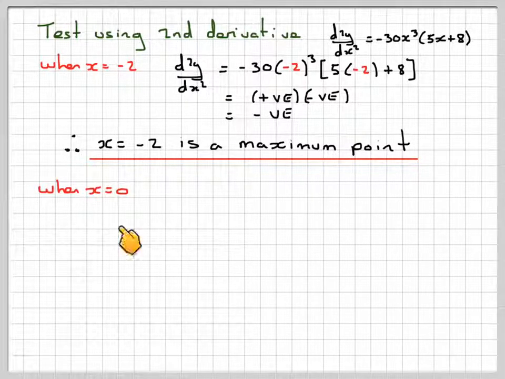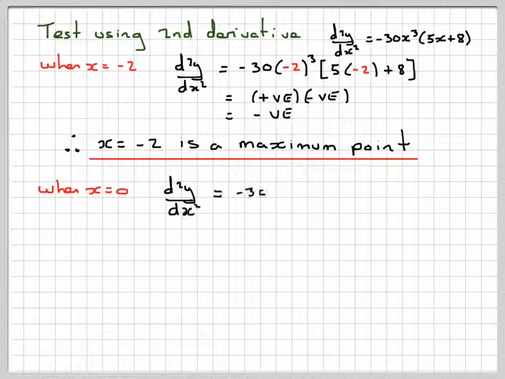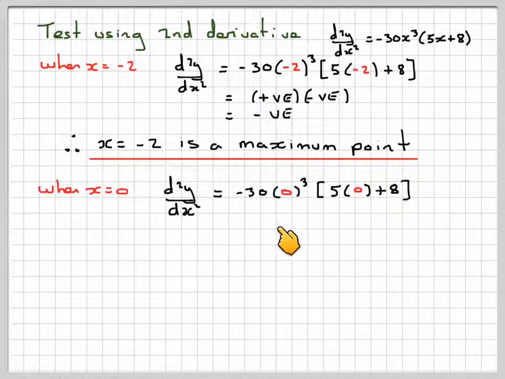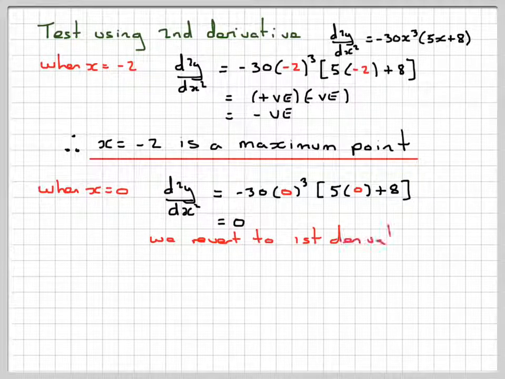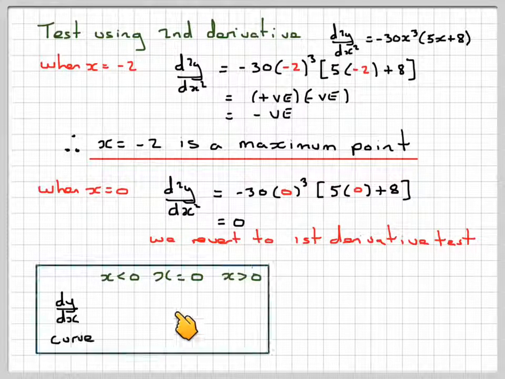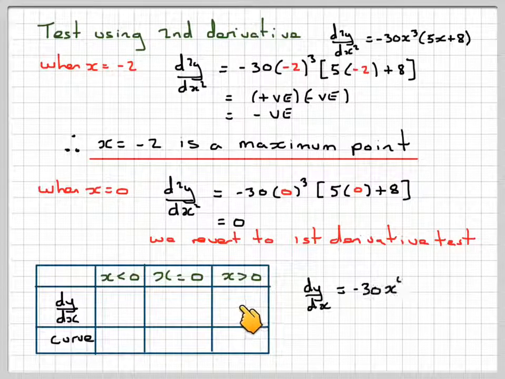When we put x equals 0 into the second derivative, we get 30 times 0 cubed, which means the second derivative is 0. Now we're stuck, because it could be a point of inflection, a minimum point, or a maximum point. So we have to go back and use the first derivative test. And this is why it's taught as well. So we make this table. We look where x is just less than 0, and where x is just bigger than 0.